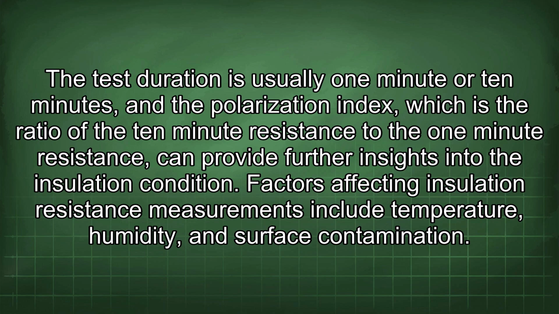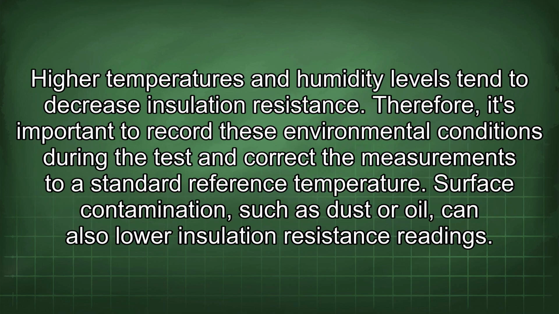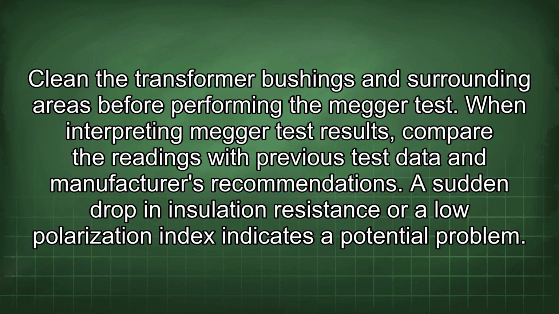Factors affecting insulation resistance measurements include temperature, humidity, and surface contamination. High temperatures and humidity levels tend to decrease insulation resistance. Therefore, it's important to record these environmental conditions during the test and correct the measurements to a standard reference temperature. Surface contamination, such as dust or oil, can also lower insulation resistance readings. Clean the transformer bushings and surrounding areas before performing the mega test.